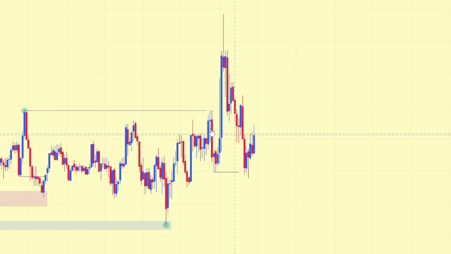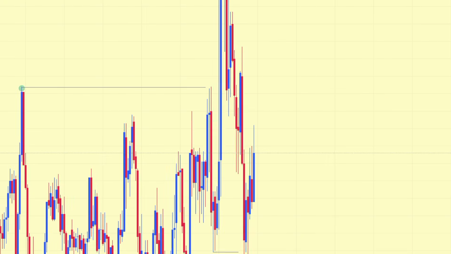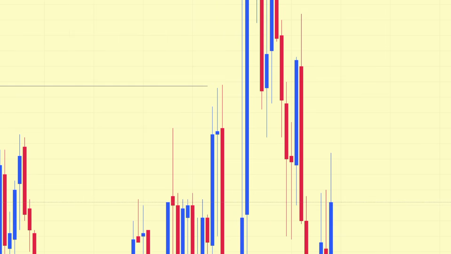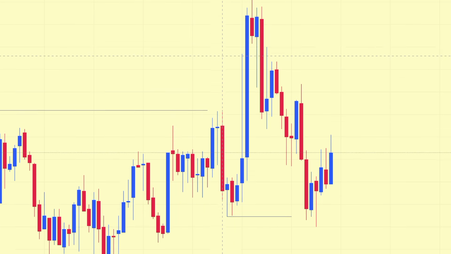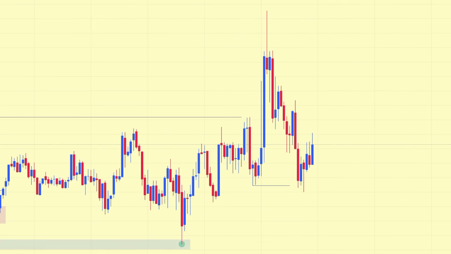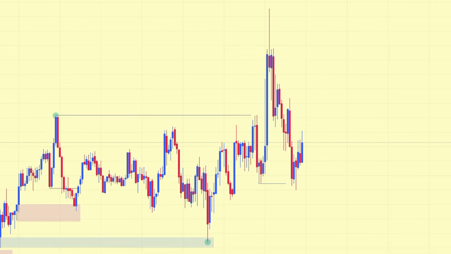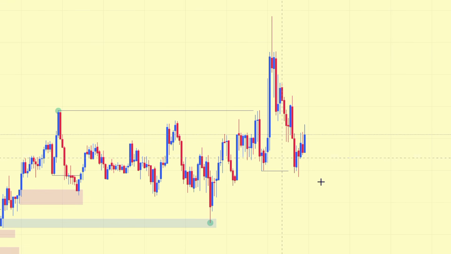Right, not that strong. Let me see if this is a major inducement. Because if it's a major inducement, then I'll be taking that sweep. But if it's a minor, I will not participate. All right, that's a major inducement. You can clearly see here the price wicked. So that's a major inducement. So it's valid to actually participate here.